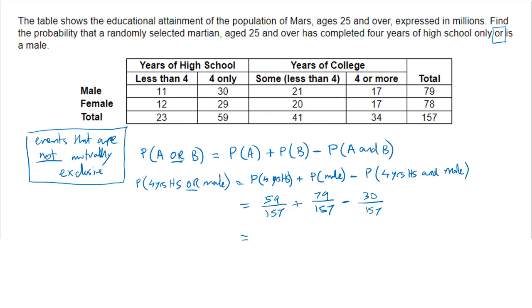As long as we have the common denominator, we can write all of that over 157, and we would combine the numerators. 59 plus 79 minus 30, and that would be what we have in the numerator. So 59 plus 79 minus 30 gives us 108. Now we would try to simplify or reduce as much as possible, but if there's no reducing or simplifying of this fraction, then this would be our final answer, and that would be the answer to this problem.